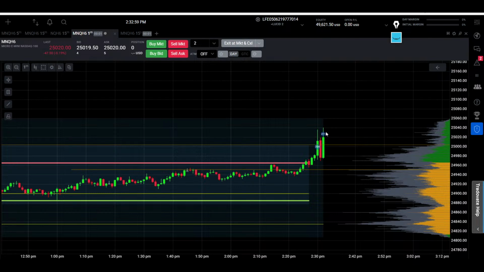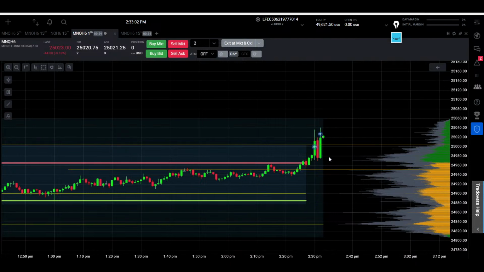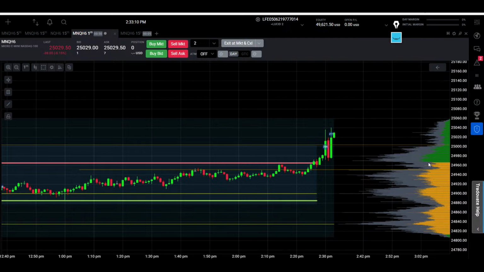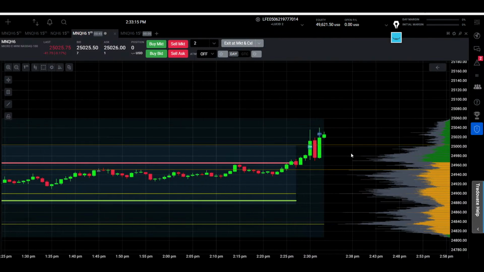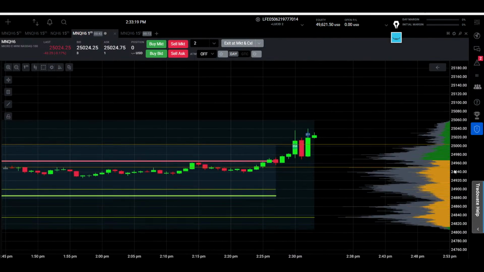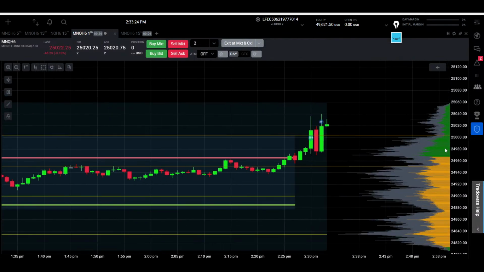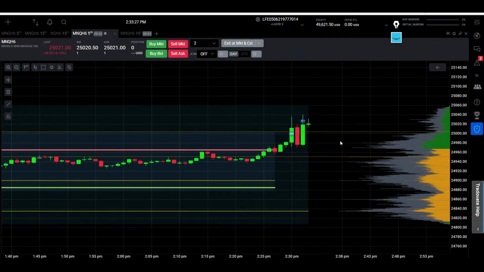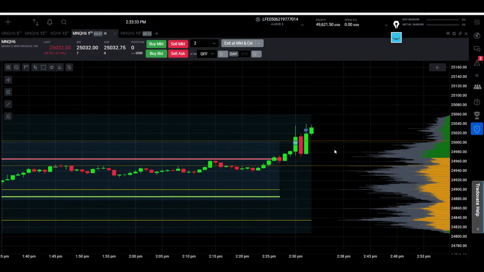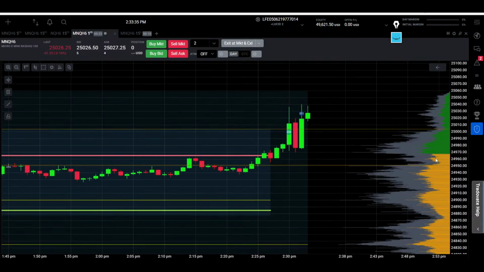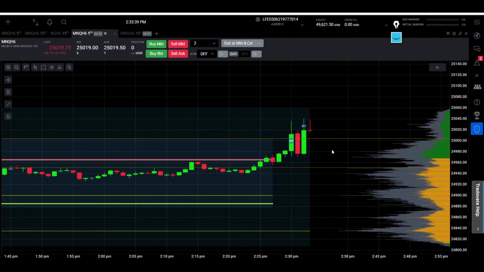Now it stopped here on the volume area high and weekly volume area high. This is significant. But I'm very hesitant, because this United States, Iran war is about to break out, and I don't think that markets will rally, yeah.